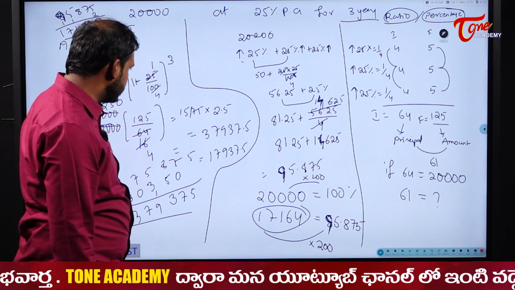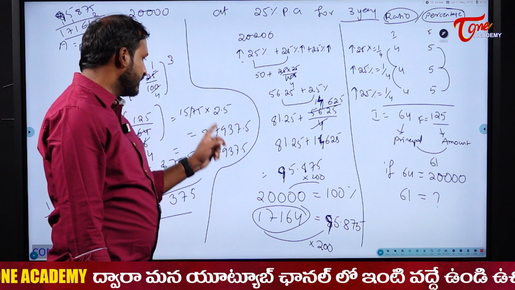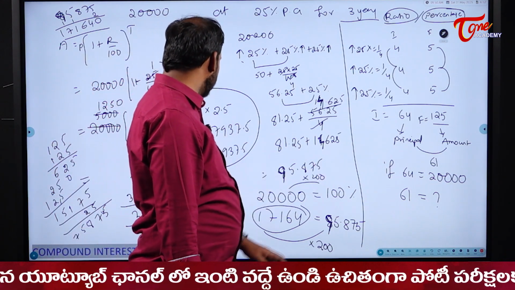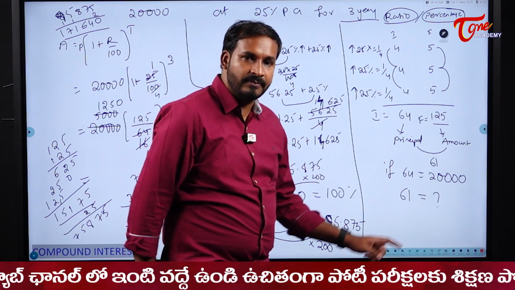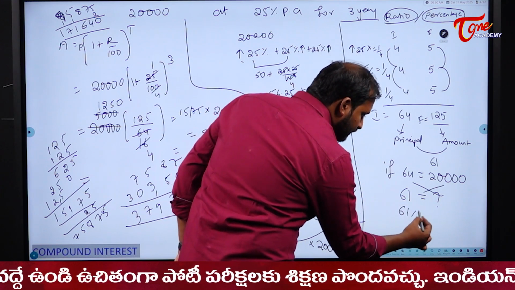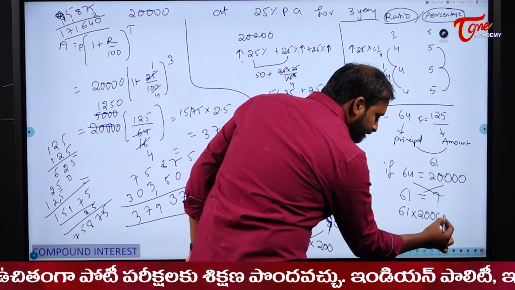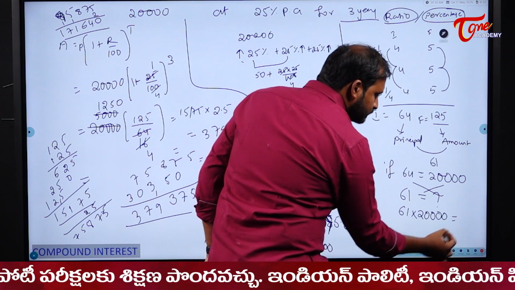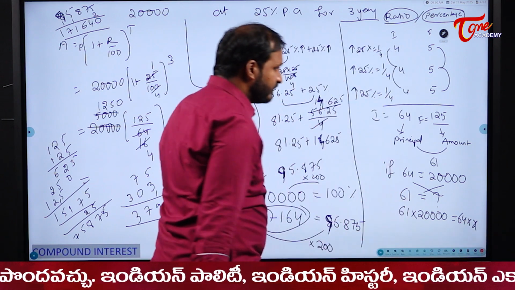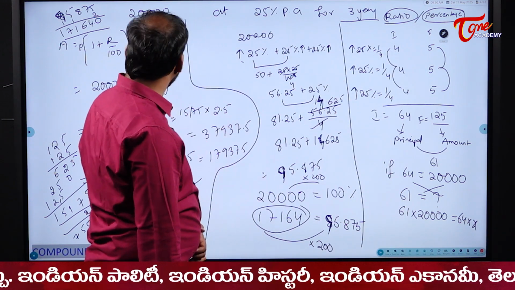You will get 19. Here also please calculate it carefully, you will get the other answer. Okay. So now what will happen to these, students? Please observe carefully. 61 parts is how much? Cross multiply this. 61 into 20,000 is equal to 64 into x.